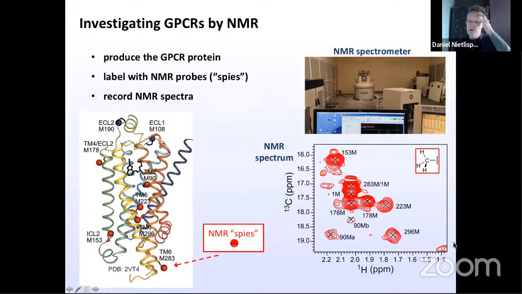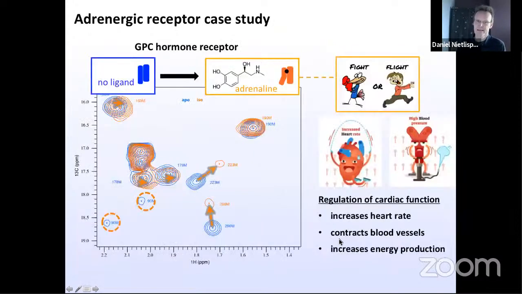On the right-hand side here, you can see a so-called NMR spectrum, which Bill already introduced. And you can see that NMR is not like a super high resolution microscopy methodology. It doesn't show us a zoom in of a molecule. It is what we call an indirect method. What we obtain is a map where we see each of the spy molecules as a blob on the spectrum. And the position of these signals is very sensitive to the environment and to changes in the environment. These are exactly the properties which we can use when we are investigating these receptors.